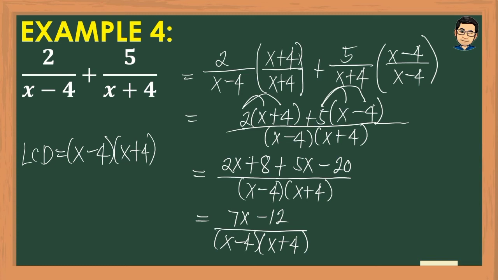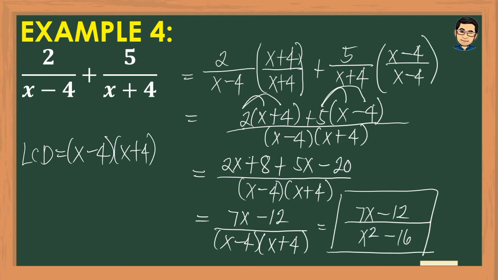So, yung final answer po natin, kailangan po natin i-multiply yung mga expressions na nasa denominator. So, since pareho po sila ng term, magkaiba lang ng sign, gagawin lang po natin, multiply po natin yung dalawang first term saka dalawang last term. So, x times x, that is x squared. Negative 4 times 4, that is negative 16. So, our final answer will be 7x minus 12 all over x squared minus 16.